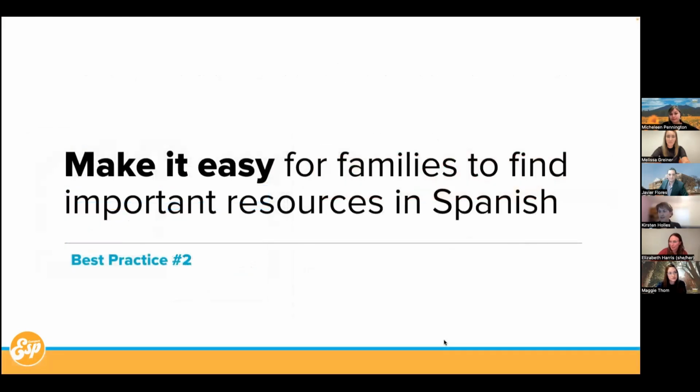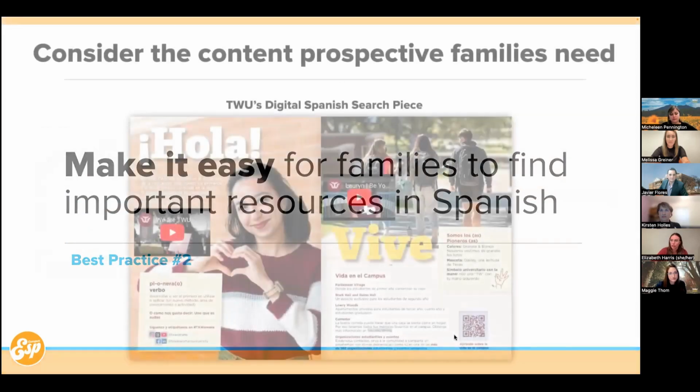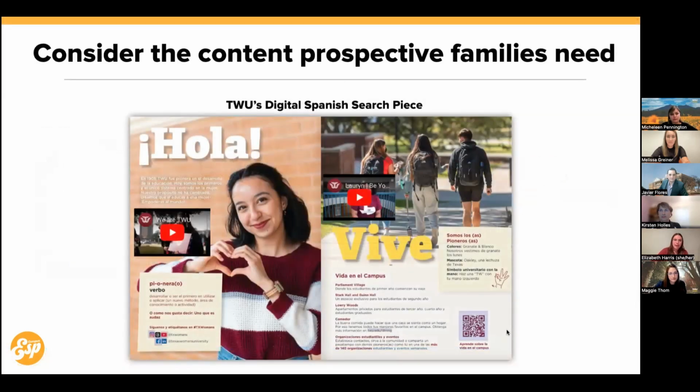All right, so now we're going to move on to best practice number 2. Make it easy for families to find important resources in Spanish. So that even starts earlier on. We talked about collecting information during campus visits and requests for information forms, but I know Texas Women's recently developed this digital search piece in Spanish to be able to build that relationship with those families even before their student attends Texas Women's University. So can you speak, Javier, to the goals of this recent piece that you all created?